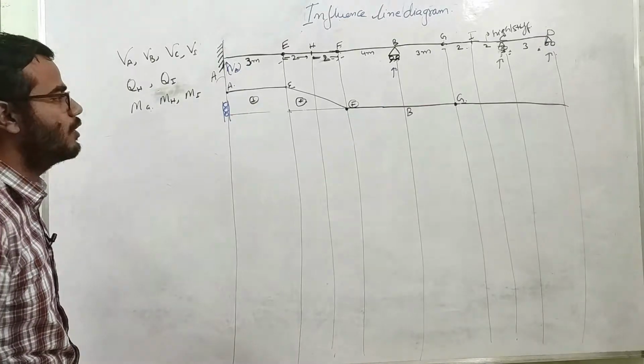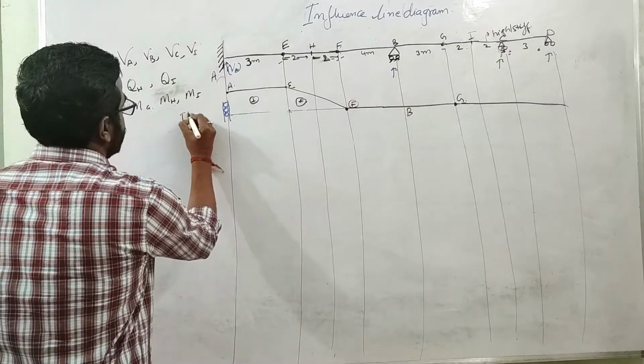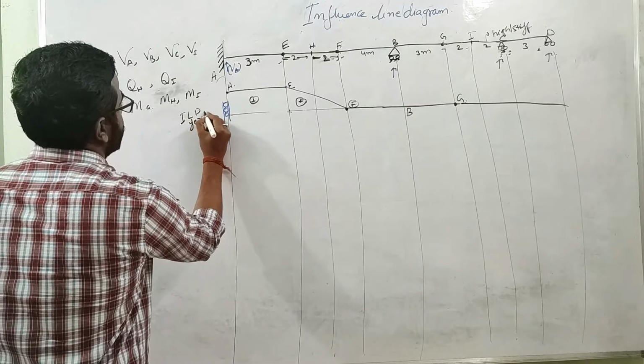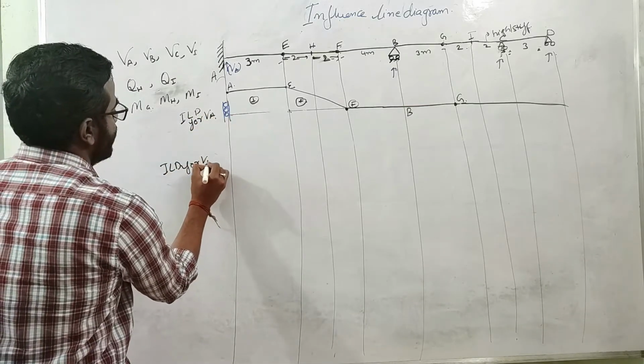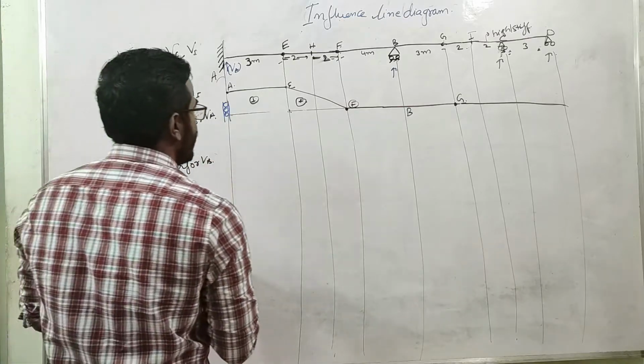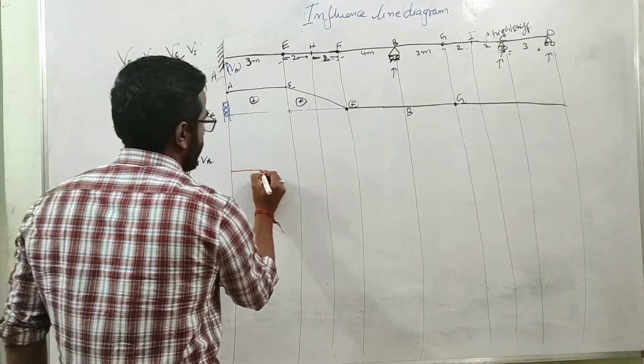Now we need to find what will be the ILD for the VB reaction. This is the ILD for VA. Now for the ILD for VB, we need to release the vertical reaction at point B.